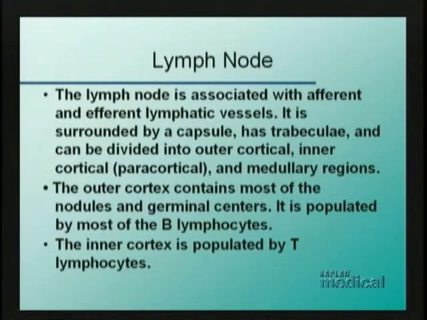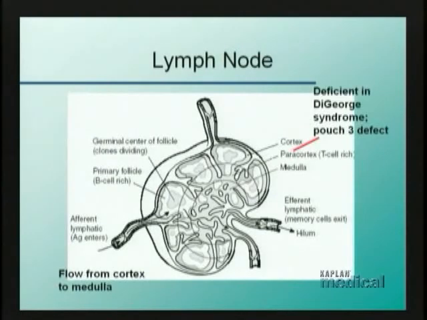As we've already indicated, the outer cortex contains the nodules and the germinal centers. It's populated by B lymphocytes. The inner cortex, or paracortex, is the T cell rich area of the lymph node. In a schematic illustration, you see the outer cortex containing the B cell rich germinal centers, the inner paracortex being the T cell rich portion of the lymph node, and finally the adjacent medulla, where the efferent lymphatic vessels and the modified B cells, plasma cells, and so on are exiting.